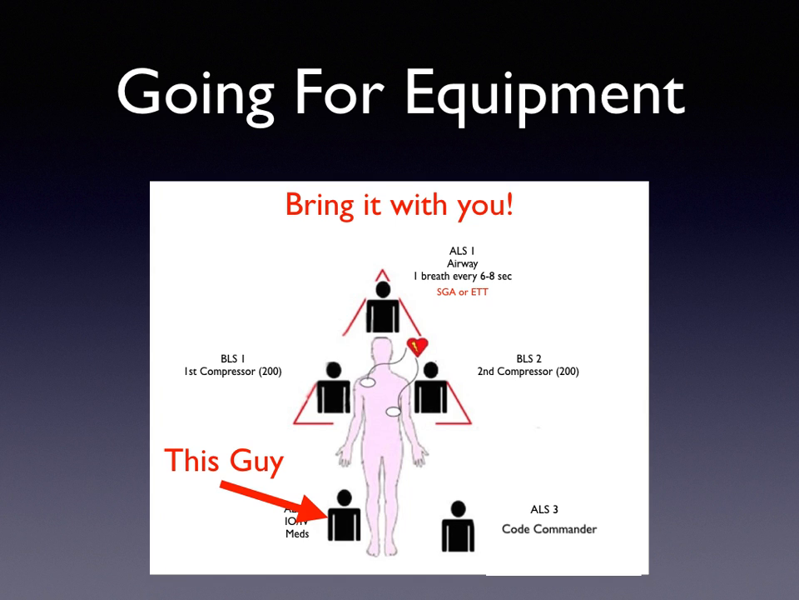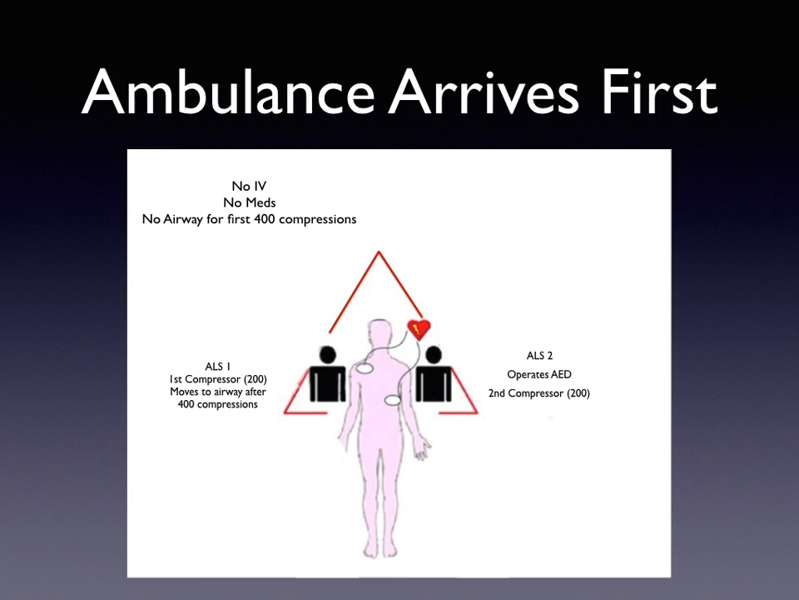That person, once they have established IV or IO access, only has to give medications every 3 to 5 minutes. So they have some free time where they can get this history or go for equipment. The best thing to do, though, would be to bring the equipment with you when you start the resuscitation.